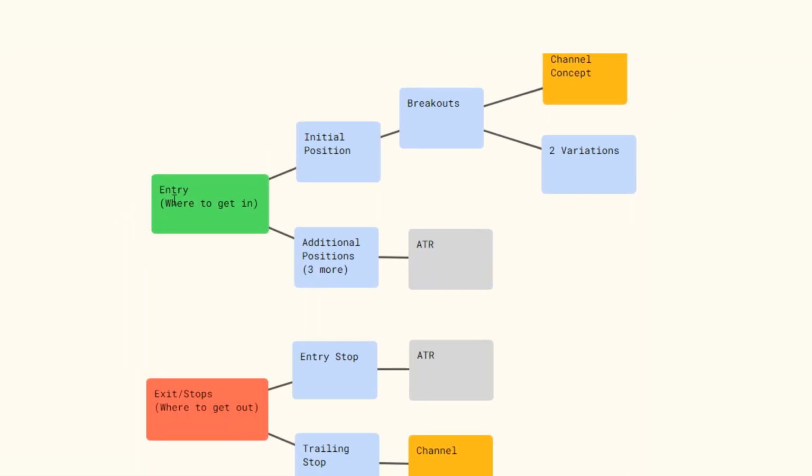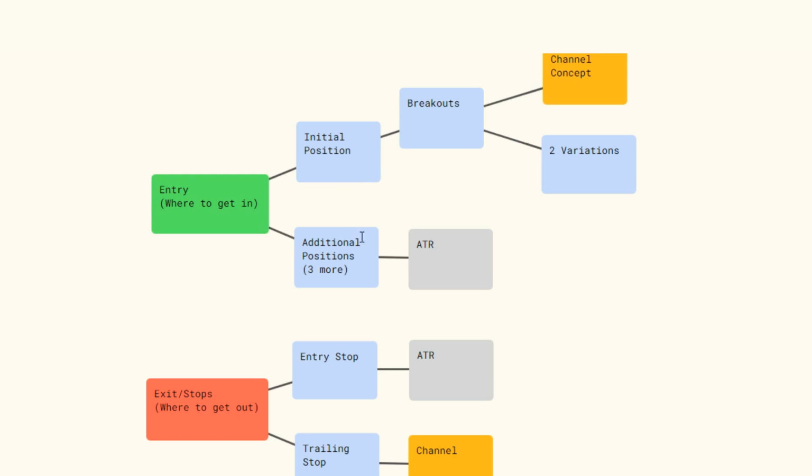So for the entry itself, we have an initial position and additional positions. How it works is, in any given trade, instead of just jumping in and risking all of your money at one time, the strategy scales in. It scales in with 4 positions, and that's what I'm calling the initial position and the additional positions.